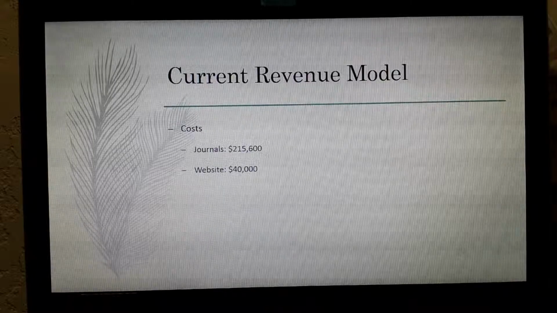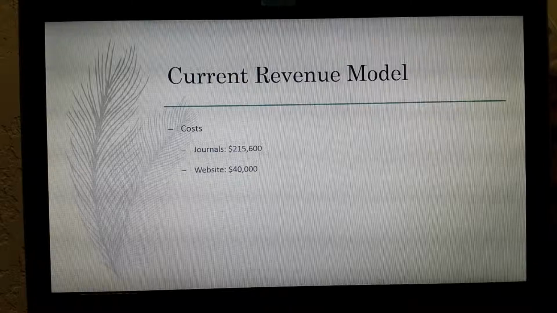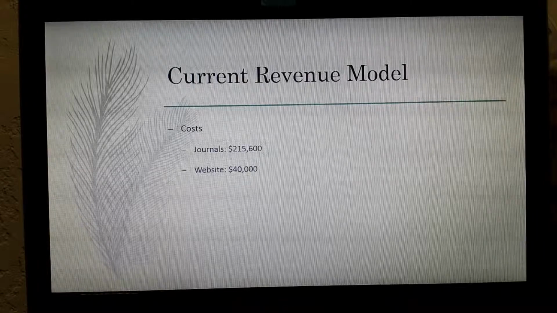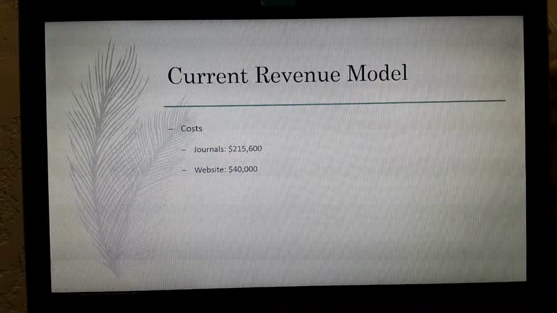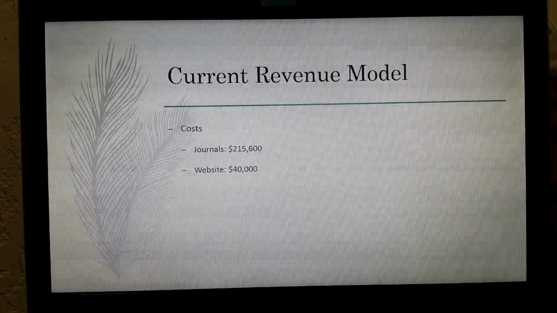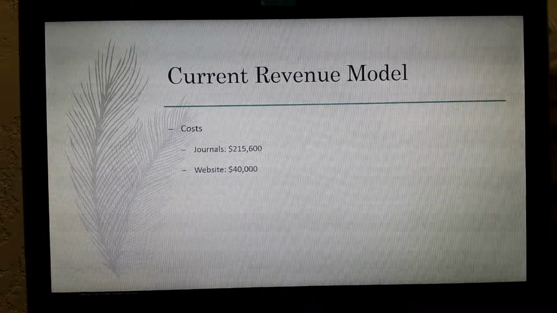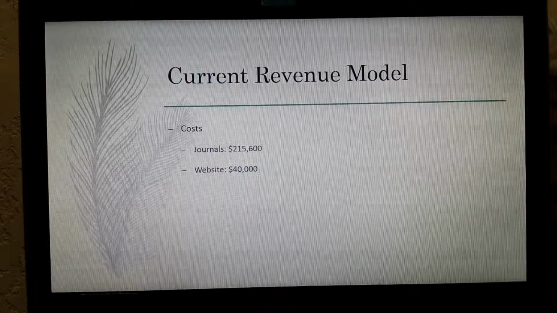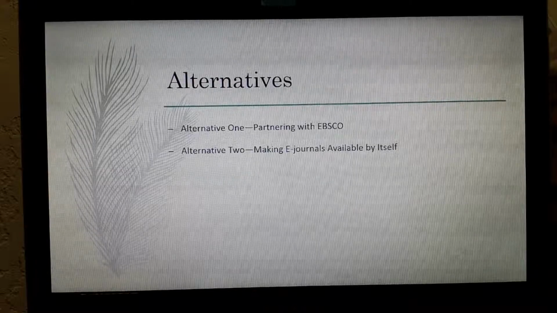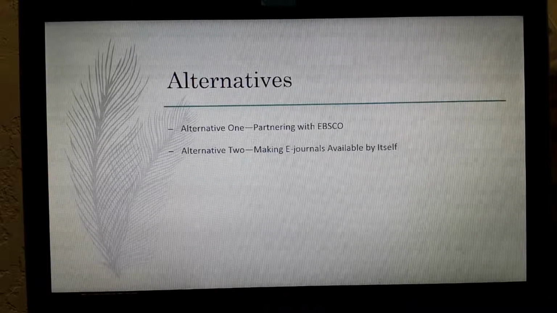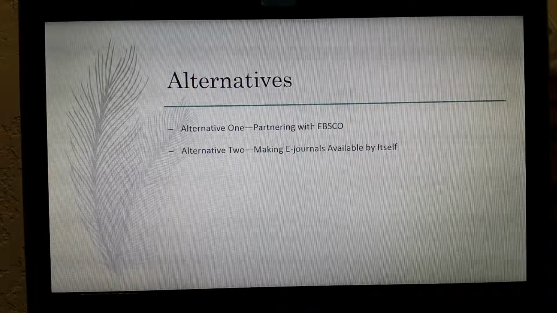Cost always comes along with revenue. There are 2 major costs incurred. One is the cost of publishing and mailing journals, which adds up to $215,600 per year, while another one is the cost of website maintenance, which is $40,000 per year. Here comes the question: what revenue model can the ASIB use to either lower the cost or increase the revenue?